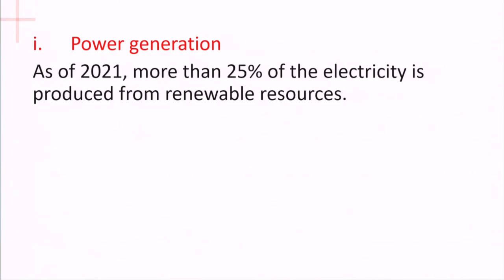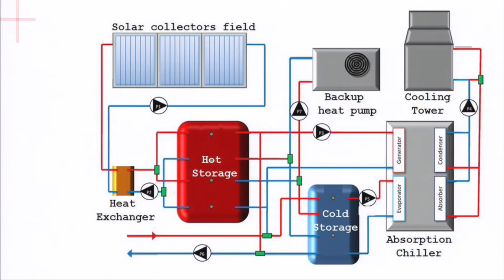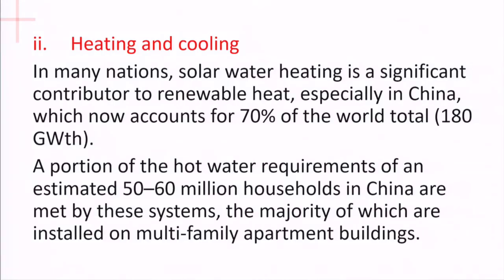Power generation: as of 2021, more than 25% of the electricity is found to come from renewable energy sources. For example, the solar collectors, the PV cells, help in gathering the energy from the sun, and convert it to electricity using the setup. Heating and cooling. In many nations, solar water heating is a significant contributor to renewable heat, especially in China, which accounts for nearly 70% of the world total.